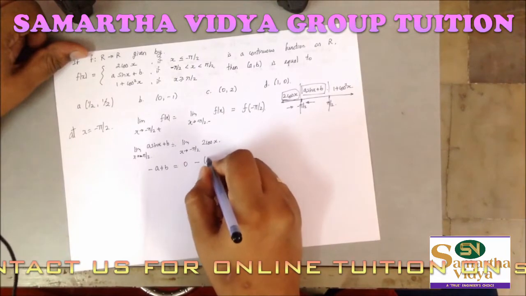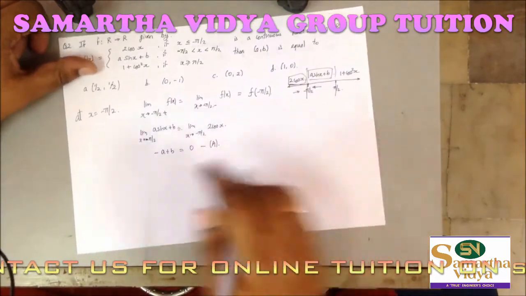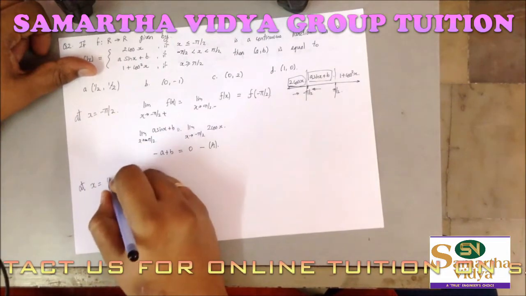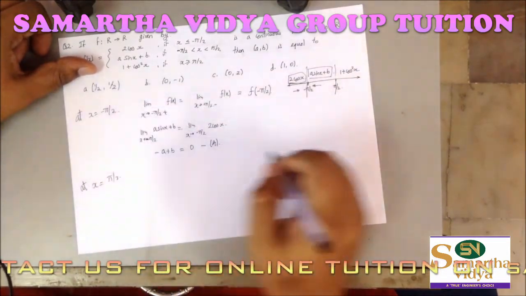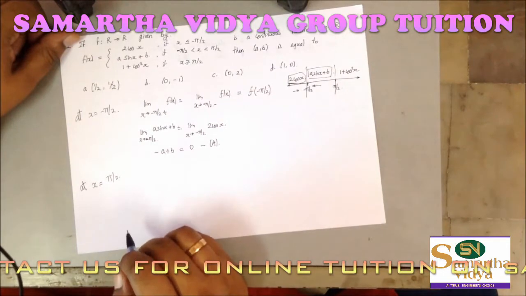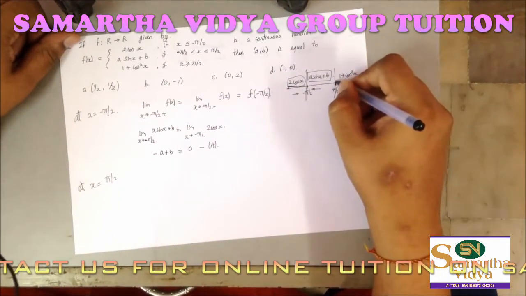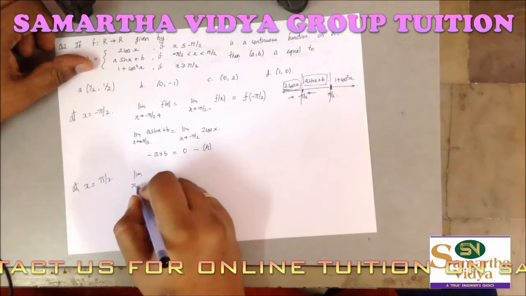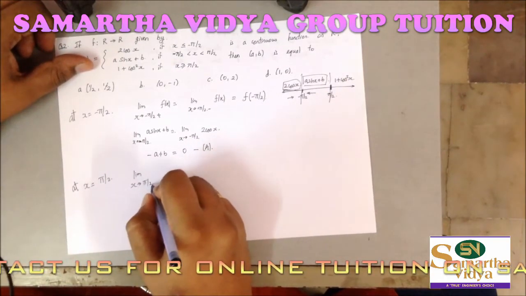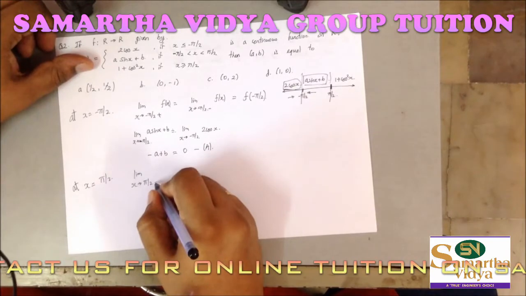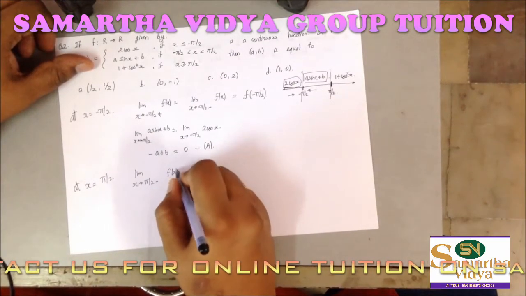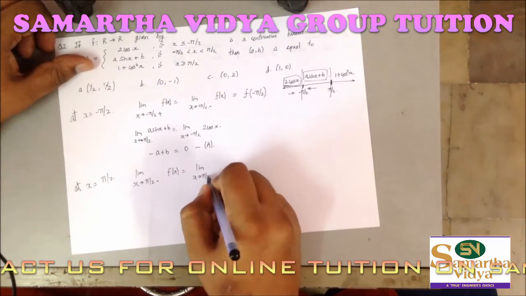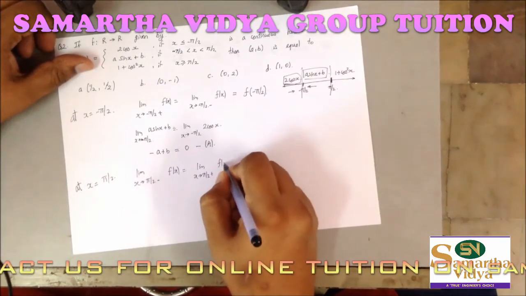So this is one of the equations which I am getting. Now let us check in the same fashion at pi by 2, just like we had checked for minus pi by 2. So this is the point of concern. According to the definition of continuity, limit x tends to pi by 2 from the minus end will be equal to limit x tends to pi by 2 from the plus end.